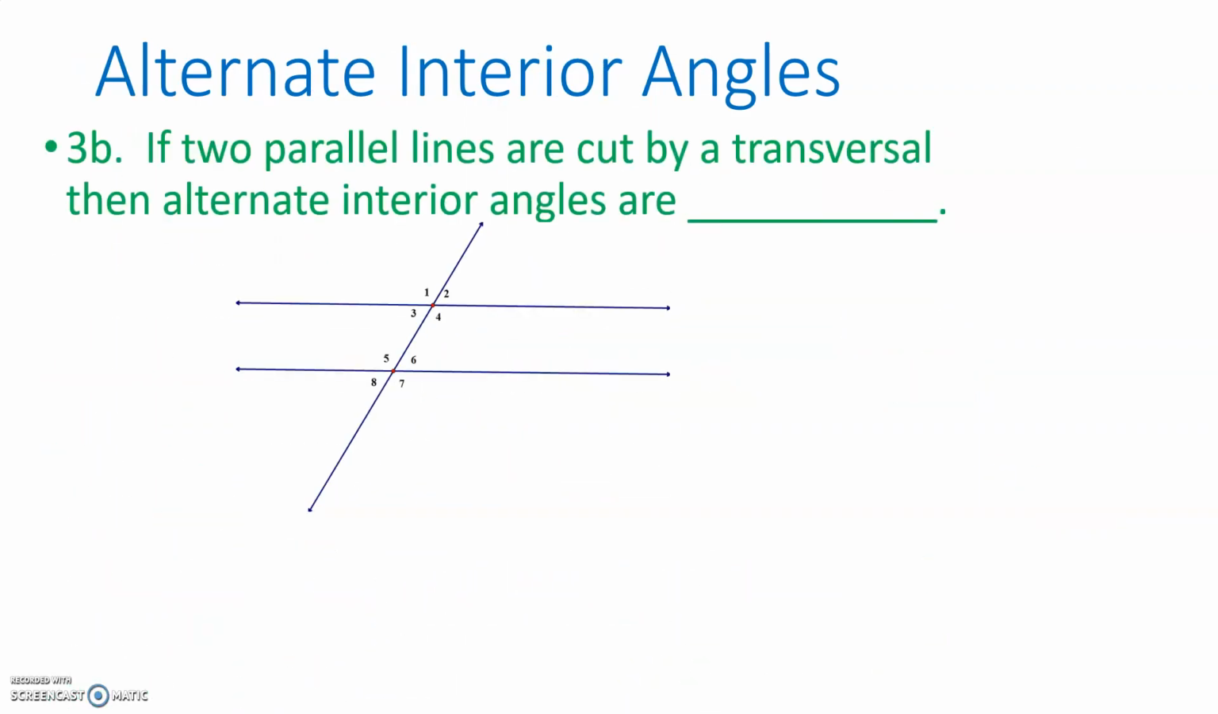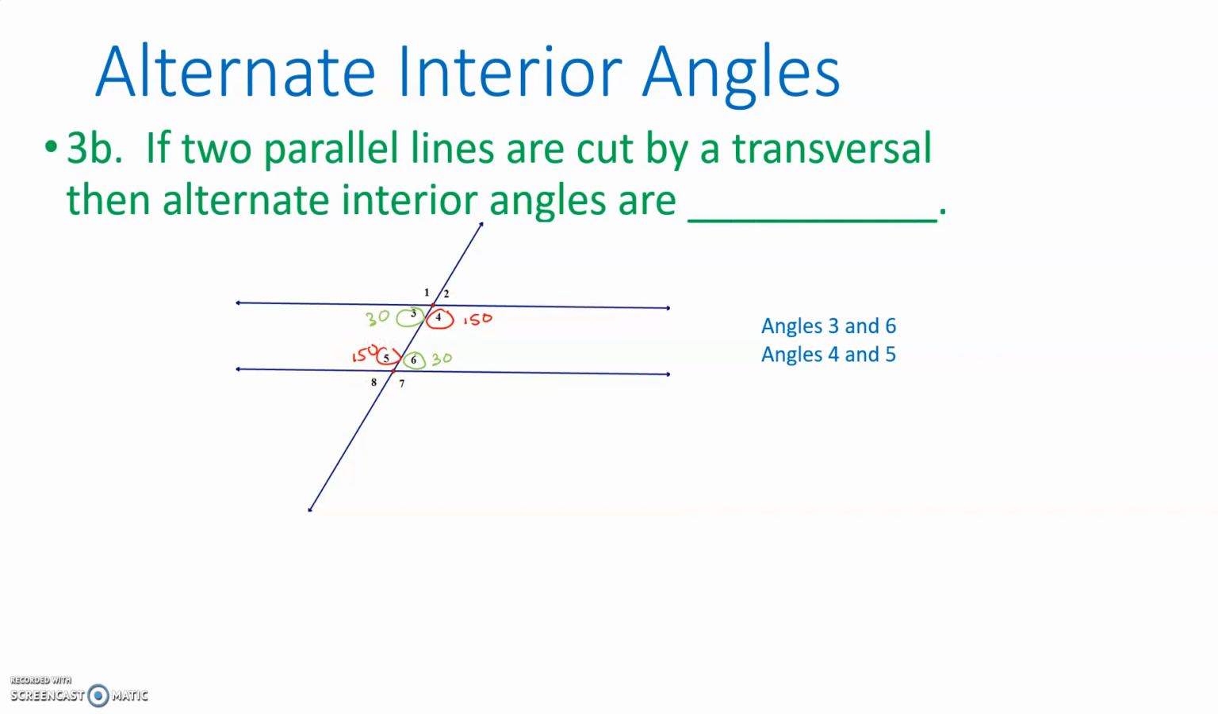Okay, alternate interior angles. I'll show you what alternate interior angles are: 3 and 6, 4 and 5. Here's 3, here's 6. 3 is a 30-degree angle, 6 is a 30-degree angle. And then, different color, 4 and 5. This is 150 degrees, and this is 150 degrees.